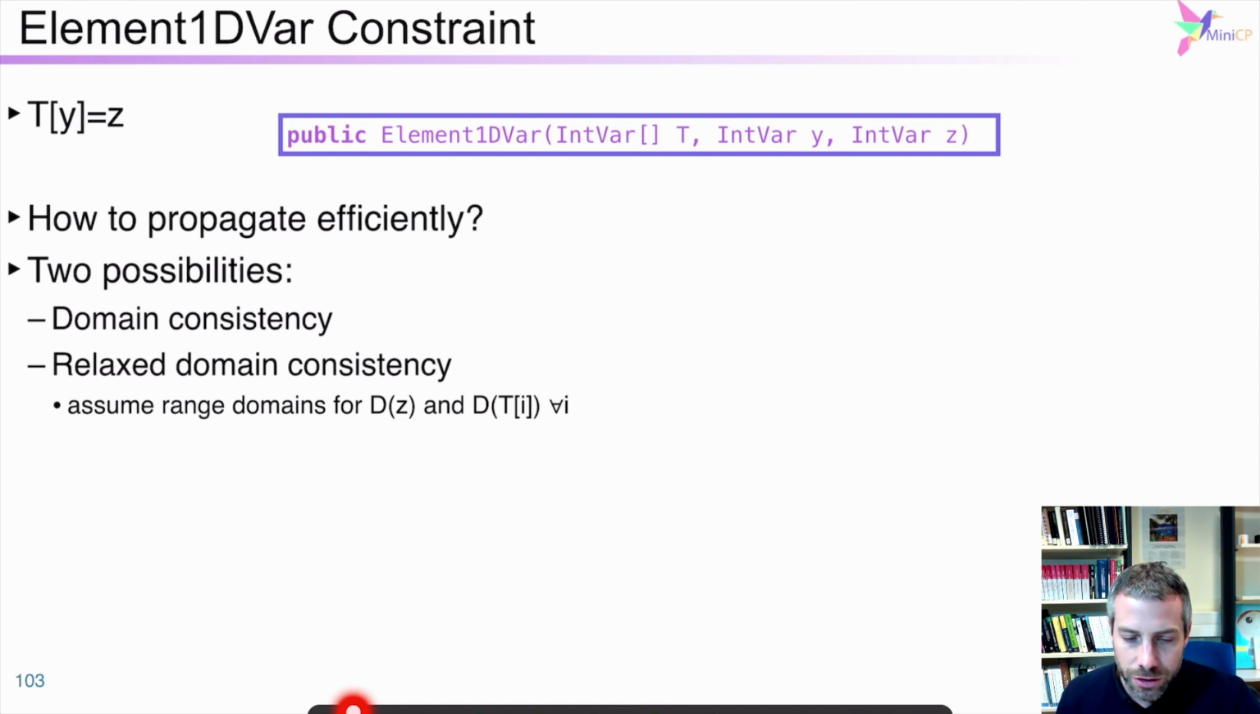How to propagate this constraint efficiently? We have two possibilities: the domain consistent filtering, and the relaxed domain consistency filtering. By relaxed domain consistency, we mean that we will assume a range domain for the variable z, but also for all the variables in the array t, but not for the variable y. Therefore, it's a kind of relaxed consistency. It's not fully bound consistency because we are still possibly creating holes in the domain of the variable y.